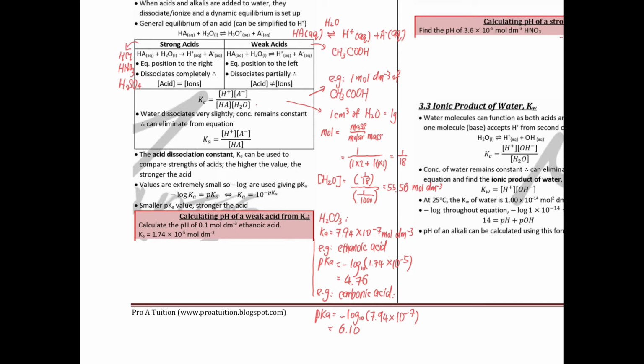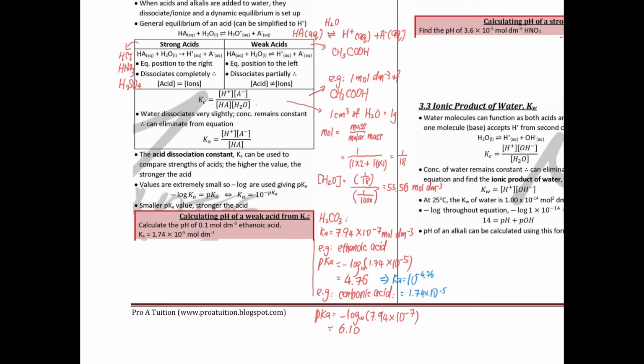So for example, if I want to convert this one back to Ka, I just do Ka equals 10 to the power of negative 4.76, and then you get back the Ka that was given just now. So you will get 1.74 times 10 to the power of negative 5. You will get back the same value as just now.